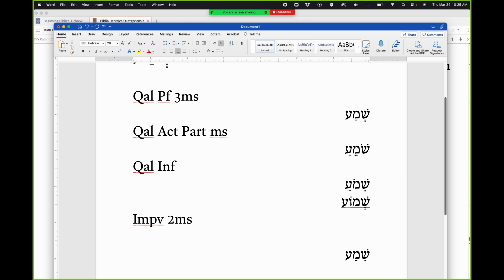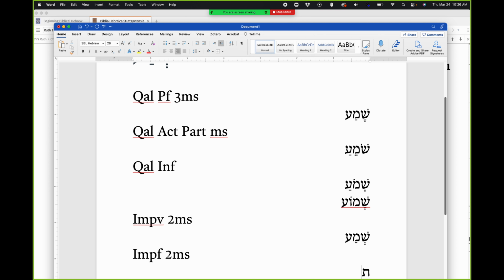If we were to have something like an imperfect, let's just say an imperfect 2MS, because the imperative 2MS is built on the imperfect 2MS. The difference between those two would basically be the prefix. So in the imperfect, we sometimes call this the prefix conjugation. That's because all the forms of the imperfect are going to have a prefix. Third person masculine, you use a yod prefix. Second person, you use a tav prefix.